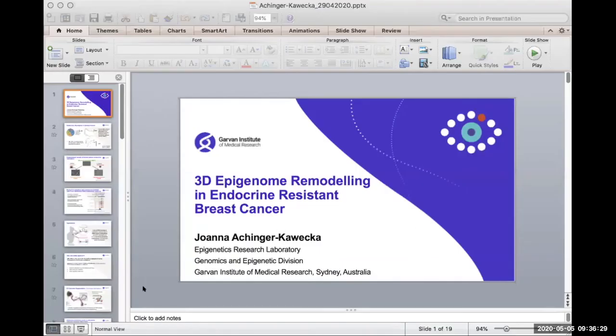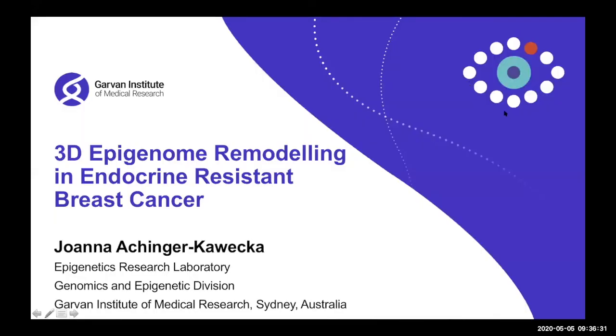I stumbled a little bit, but Joanna is a postdoc with Sue Clark in the Epigenetics Research Laboratory at the Garvan Institute in Sydney, Australia. Her current focus is on the role of 3D genome organization in cancer and identification of mechanisms by which chromatin architecture arises and is maintained.